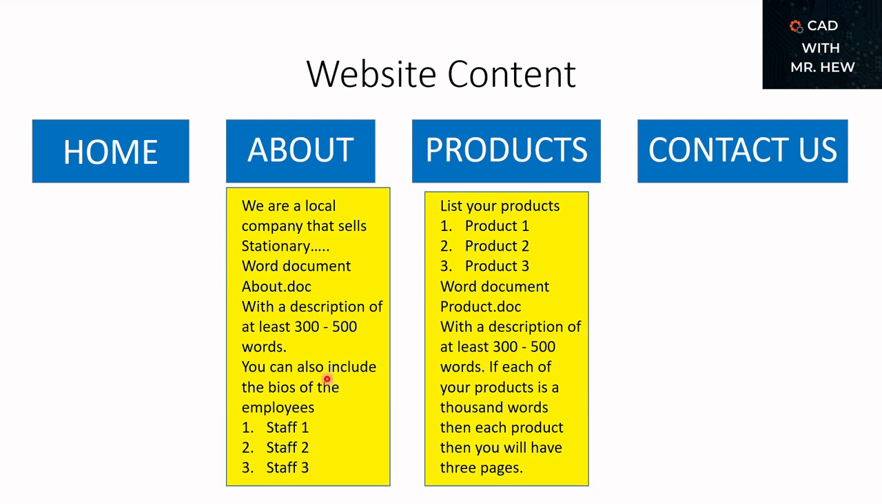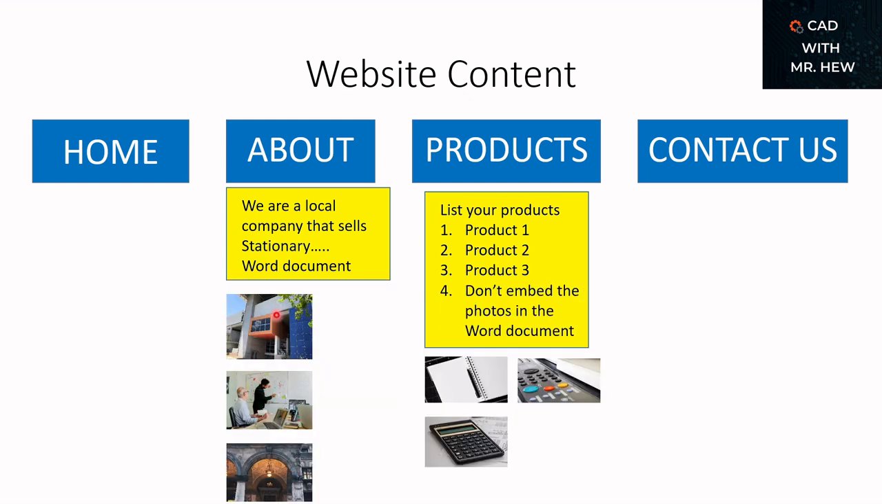So if you choose to include the bios for your staff, you would list the staff, for example, staff 1, 2, and 3, perhaps with their names if you choose to do so. And you could include pictures in the folder, for example, the building that the company utilizes. You could have the employees and you could have the reception area.